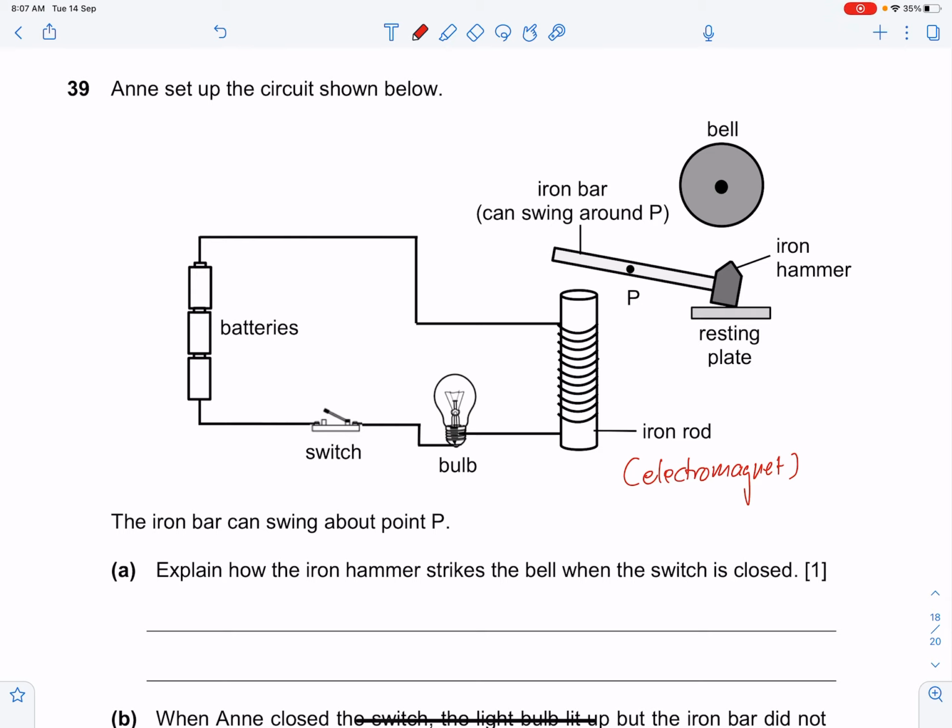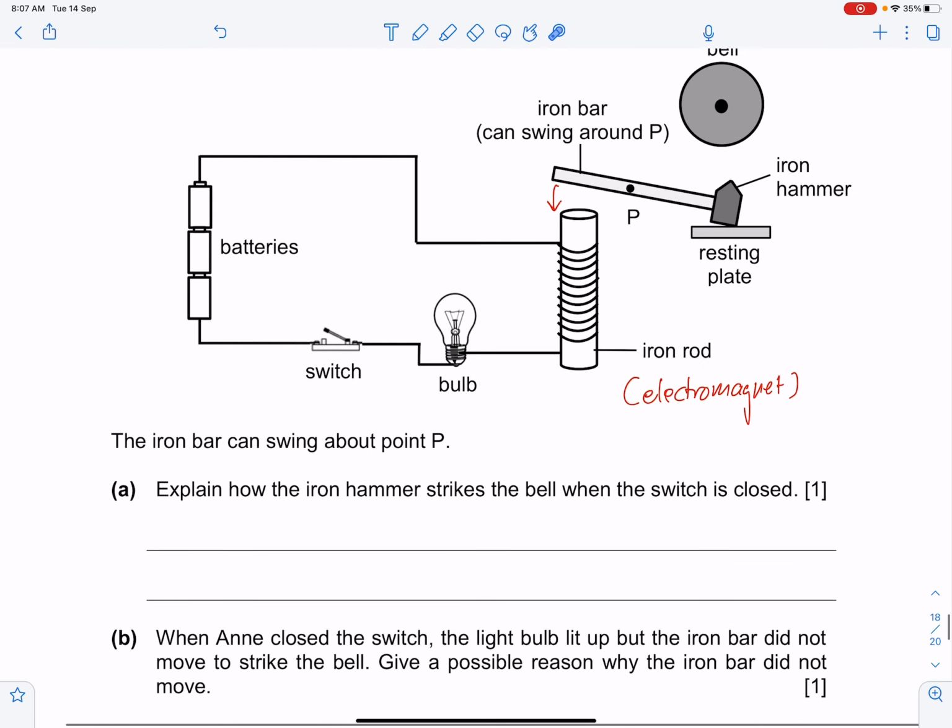And if there is an electromagnet, the next thing I will look for is, what does this electromagnet attract? So then I realized that the next thing, I have this thing called iron bar. So your iron bar is the one that is attracted to your electromagnet. And when this happens, I know that my iron hammer will go upwards. It will hit the bell. That is what will happen when the switch closes. Okay? So, next.